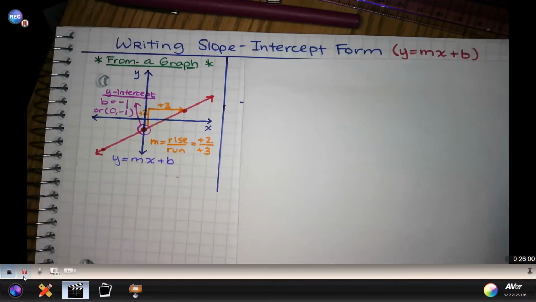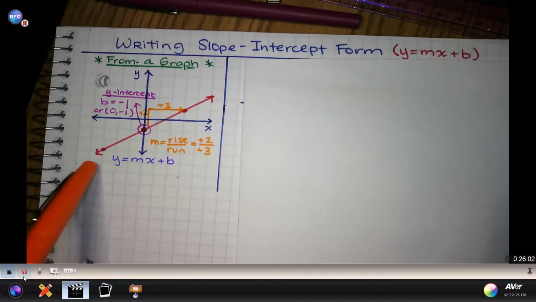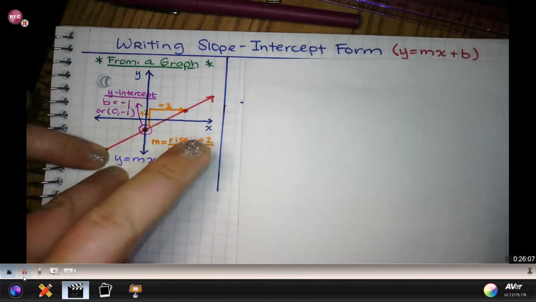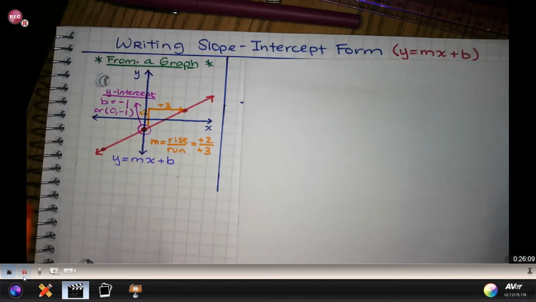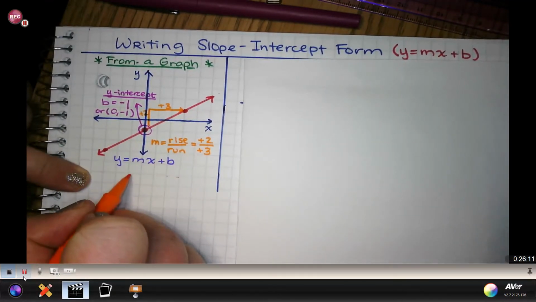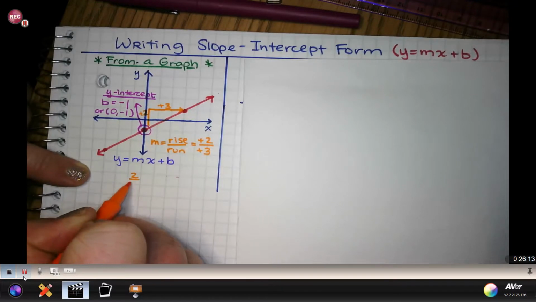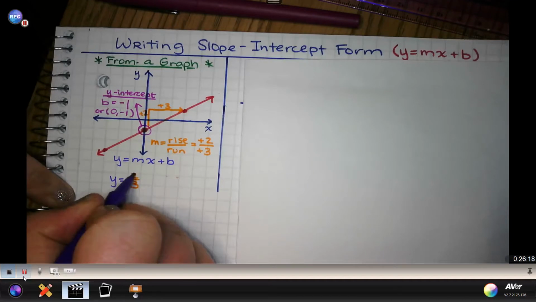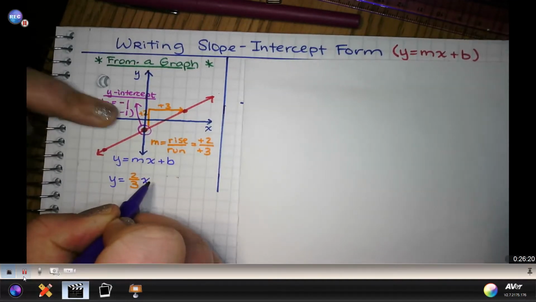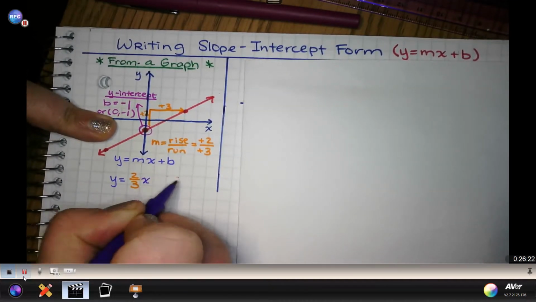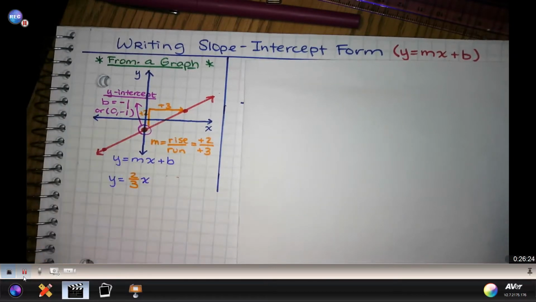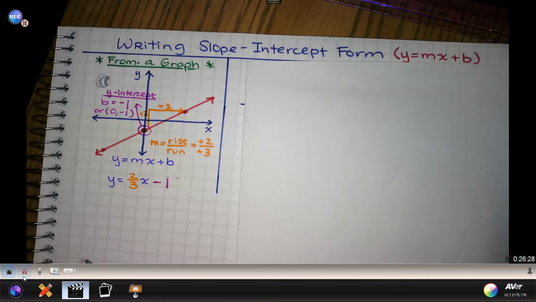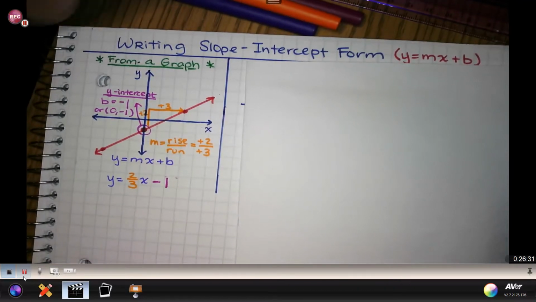And for the official equation, you only put in the m and the b. The y and the x stay y and x. So slope is 2/3, so I'm going to put that in for m. And so I'm going to have y equals 2/3 x. And then you could write plus -1, but since I already know that it's negative, I'm just going to write -1. And then there is your answer.